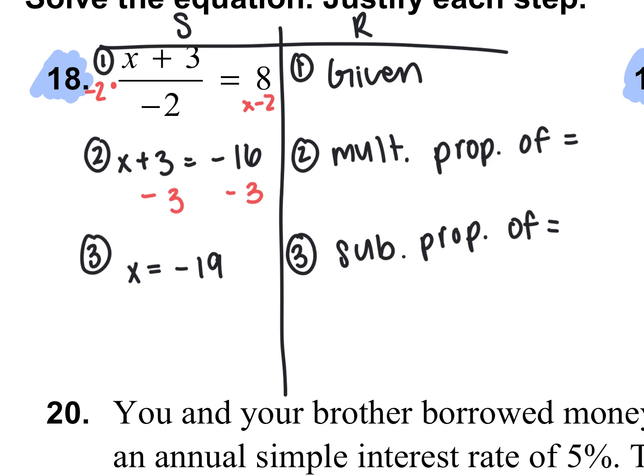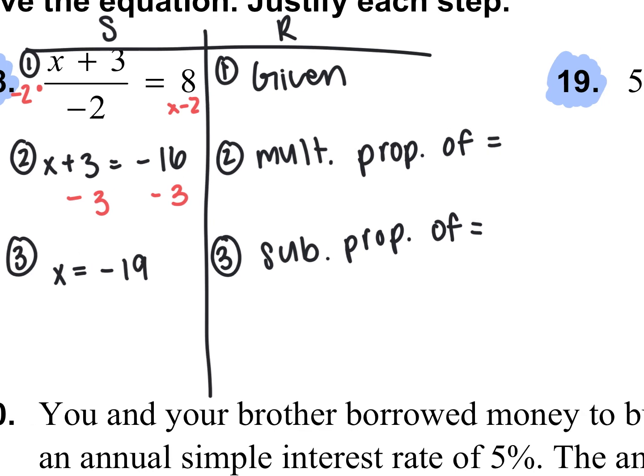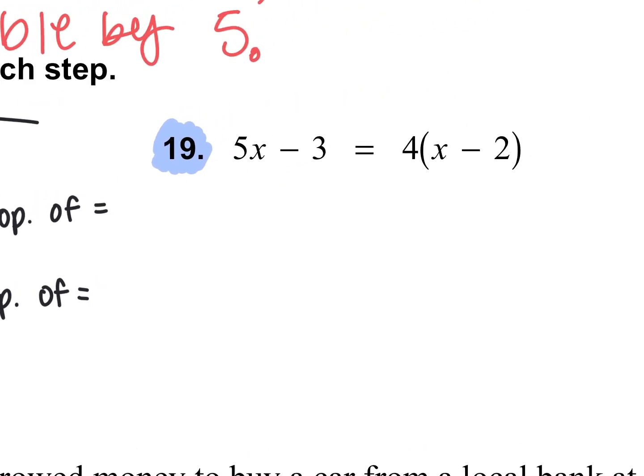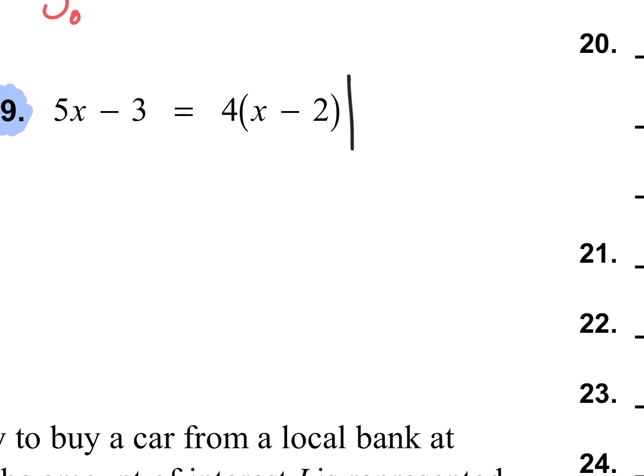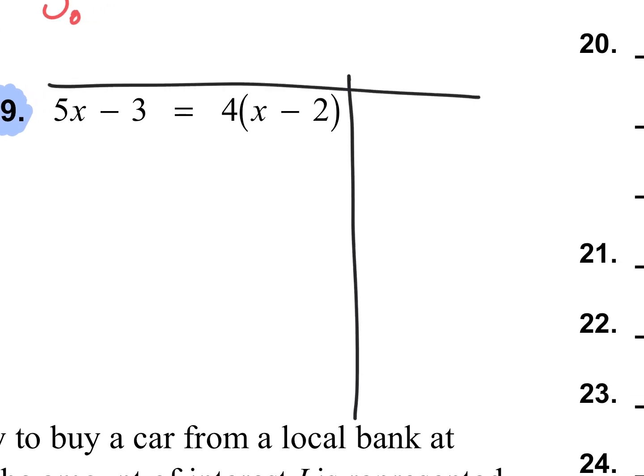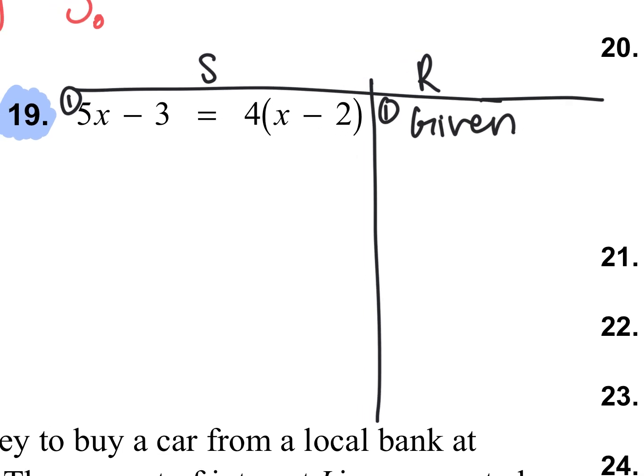Again, this is a grade. If you didn't turn it in, it already is a 0 in the grade book. So please make sure you're copying all this down because I'm writing it. You should be able to write it. All right, number 19. Same thing. I have my statements. I have my reasons. What's my reason number 1? Given. And then I'm going to go ahead and solve it.